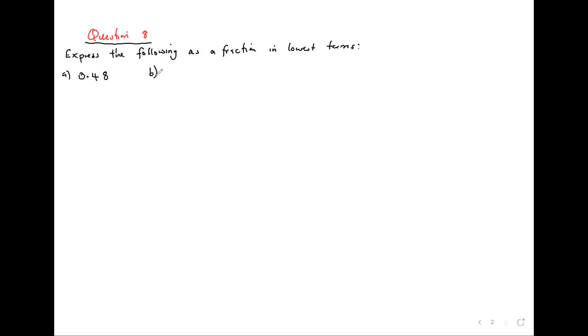B, 3.375. C, 12.13 with a bar over the 13. D, -3.532. E, 0.23 bar. Okay, let's see how far we'll go.